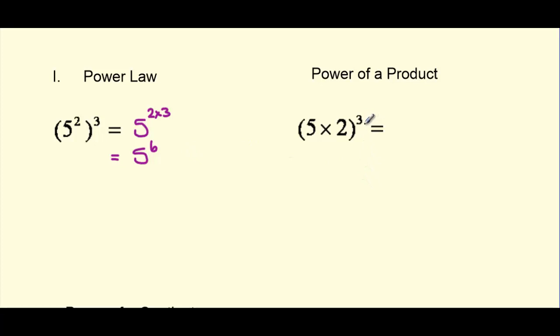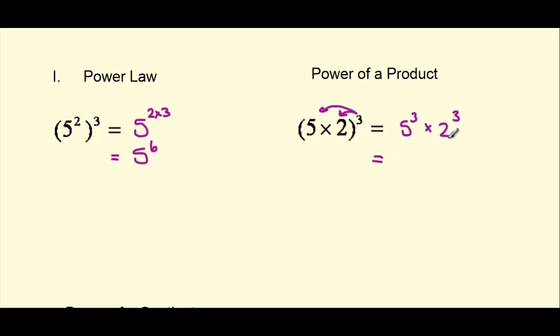If we have an exponent outside of something where there are two things being multiplied in the brackets, so it's attached to both the 5 and the 2, well, this gets distributed through. So as long as everything is multiplying in the bracket, that's important, that exponent goes to all those things. So this is the same thing as saying 5 cubed multiplied by 2 cubed.